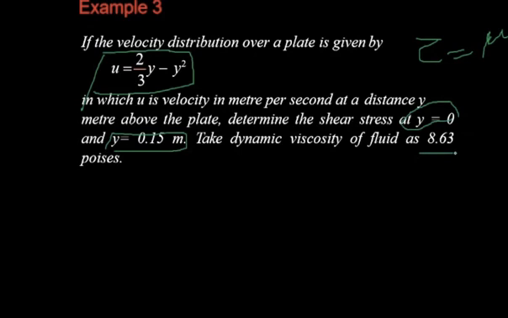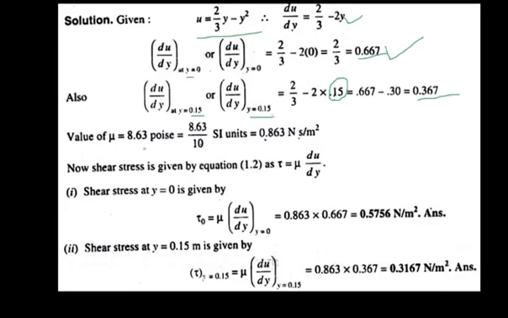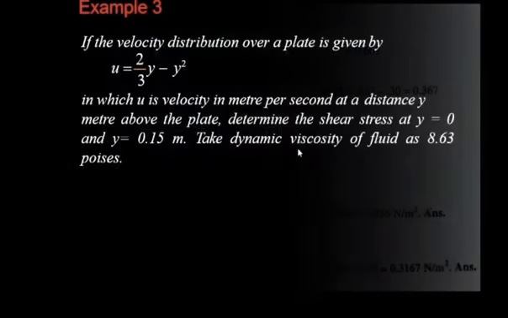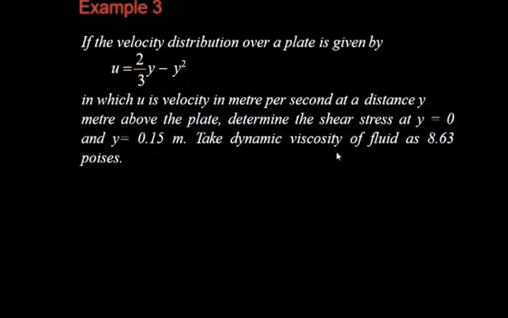Then in the question they have also given the dynamic viscosity, that is 8.63 poise. They have already given the value of mu, that is 8.63 poise. So I already told you what 1 poise is. It is 1 by 10 Newton second per meter square. So the same property is used here. See here, we have to convert. So the value of poise is given, 8.63 by 10. SI unit is Newton second per meter square. Now, the shear stress is what we have to find. We have to find the shear stress.